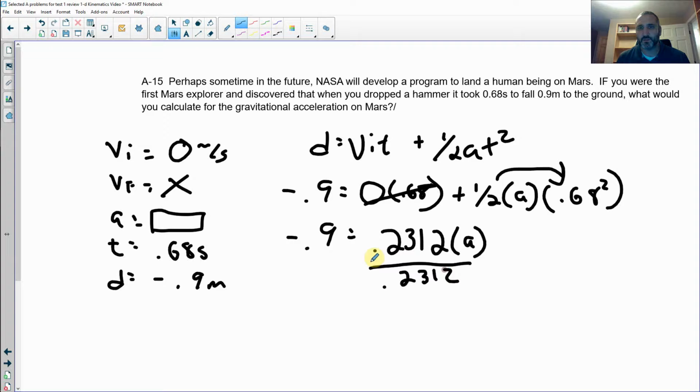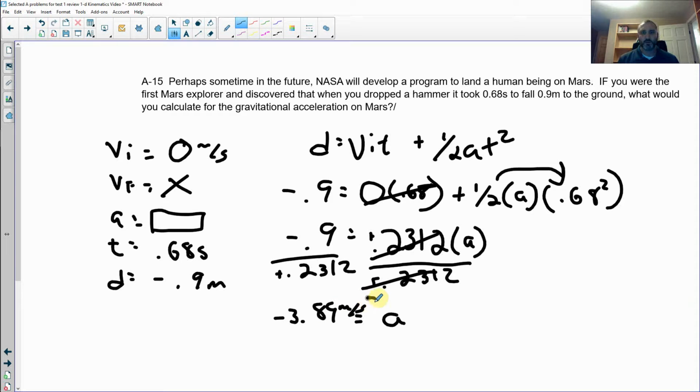Now I get to isolate A. I'm going to divide both sides by 0.2312. Interestingly enough, it's a positive. Okay, so that's really important that we keep the positives. These two go away. My acceleration is going to be negative 0.9 divided by positive 0.2312. 0.9 divided by 0.2312, and we should end up with a negative 3.89 meters per second squared.